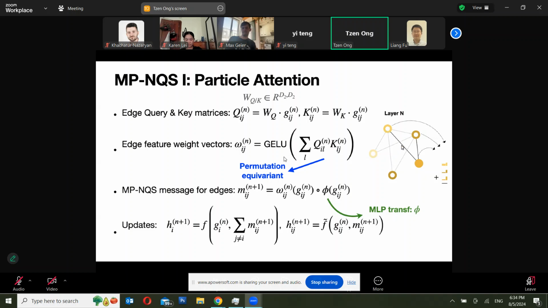So let's say this is 1 and 2. Omega ij is this omega 1, 2, and then QIL will be Q 1 to 3, and then K 3 to 2. So all the information, the updated information or the new effective interaction between 1 and 2, includes information from 1 to 3 and then 3 to 2. So that's the physics behind it.